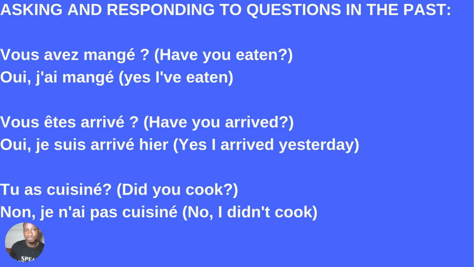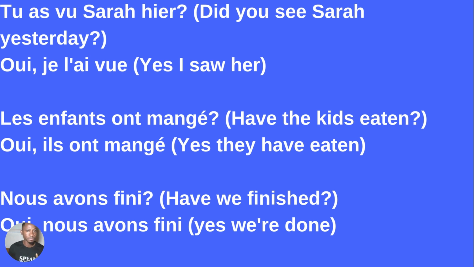Vous êtes arrivé? This is the auxiliary être. Vous êtes arrivé? Have you arrived? Oui, je suis arrivé. Yes, I arrived yesterday. Tu as cuisiné? Did you cook? Non, je n'ai pas cuisiné. No, I didn't cook. Tu as vu? Voir is an irregular verb. So voir. Okay, the past participle is vu. So donc j'ai vu, I saw. Tu as vu, you saw.